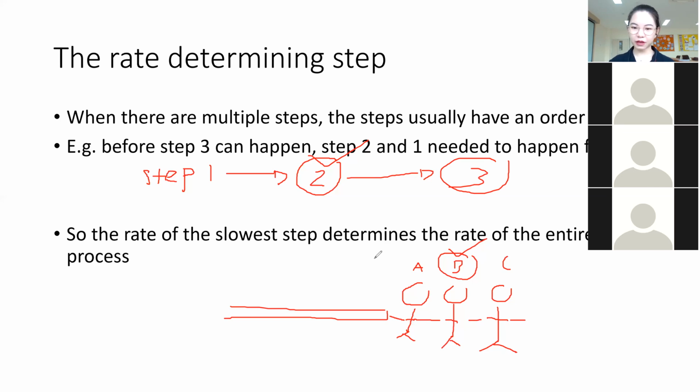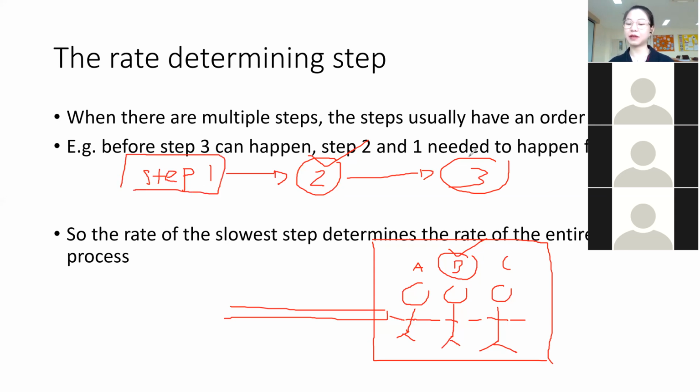The same way, if I'm playing tug of war, the whole performance of the team is determined by the weakest person in the team, not the strongest. Even though A is maybe Superman, the limit of the team is the weakest one. Same thing with this one. Even though step one and step three happen at the speed of light, if step two happens slowly, then the whole reaction is slow because step three cannot happen until step two is finished.